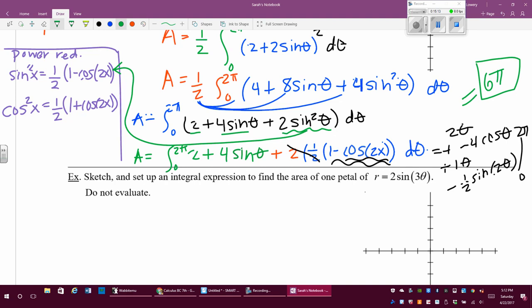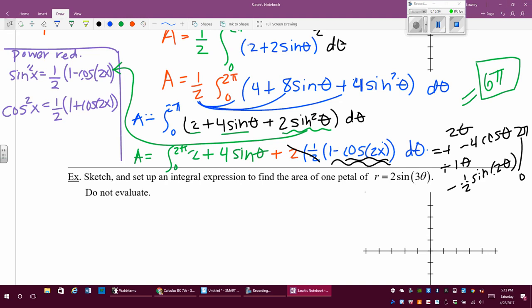I want you to write yourself a note. Anytime you have a cardioid or a limaçon, you're going to go from 0 to 2 pi. That's where our integral will always be evaluated. 0 to 2 pi, okay?